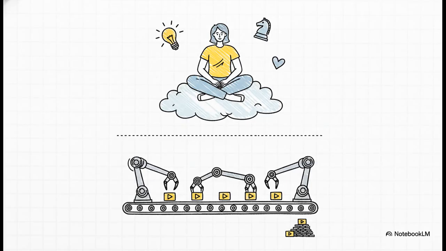So, why does this all matter? Well, what this does is it separates the creative idea from the manual labor. It lets creators get back to focusing on the big picture stuff. Strategy, branding, coming up with cool new ideas, while this automated assembly line just handles all the repetitive, time-sucking production work.